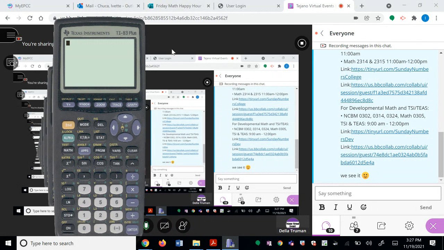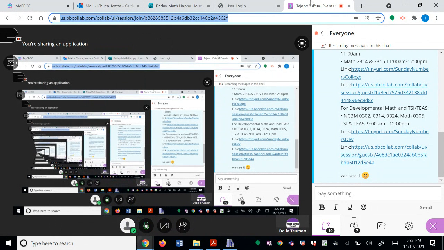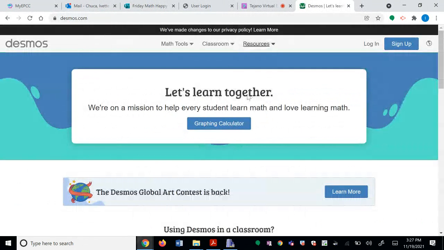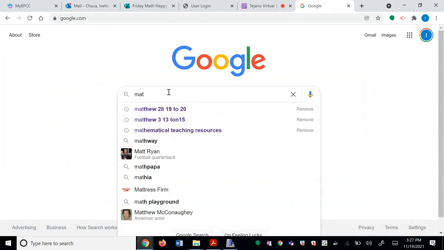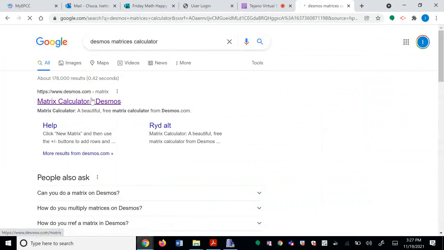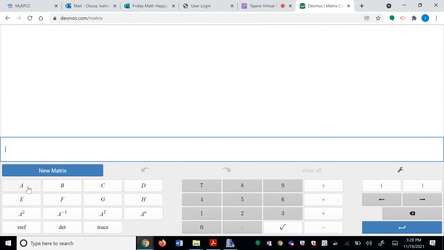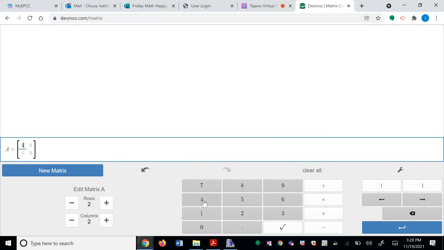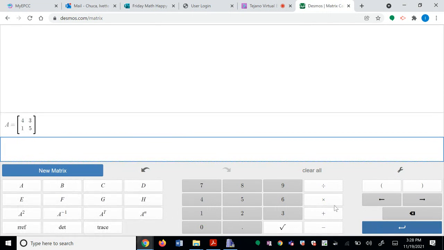Okay. Now, if you don't have a calculator, then it's not a problem. Let me go to a different page here. You can go to decimals.com. Just let me know if you can see my webpage here. But you can search for a decimals matrices calculator, and it's going to open up a calculator for you. So you put new matrix, enter your numbers. Let's say 4 and 3, 1 and 6 or 5. And then you can also do your row operations here. Let me press enter here. Okay, so then I can say I'm going to use A inverse.